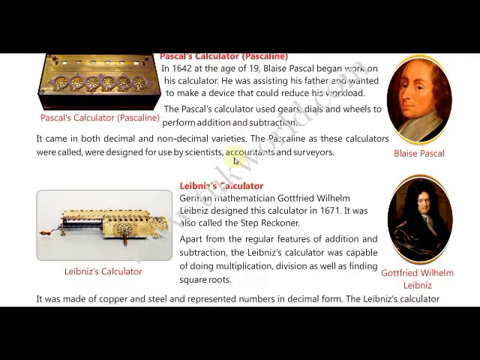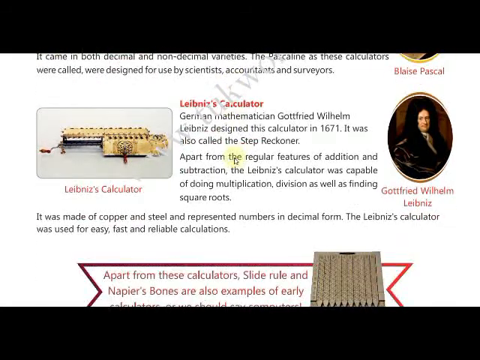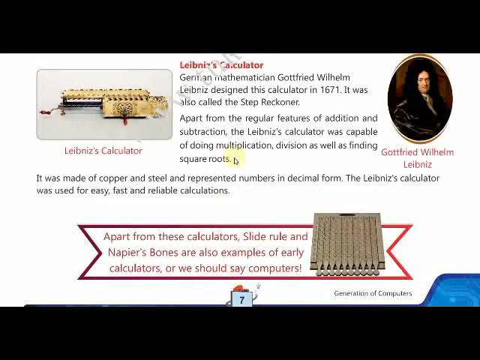After the Pascal calculator or Pascal line, our next mechanical calculator is the Leibniz calculator. He was a German mathematician, and his full name was Gottfried Leibniz, and he designed a mechanical calculator in the year 1671. It was also known as Step Reckoner. This is another name given to the Leibniz calculator. It was invented to do calculations like addition, multiplication, subtraction and division.